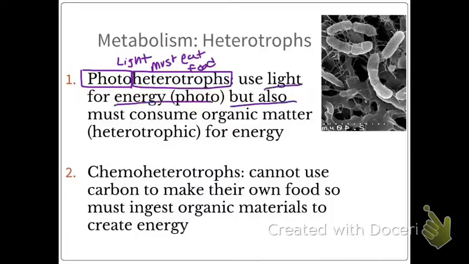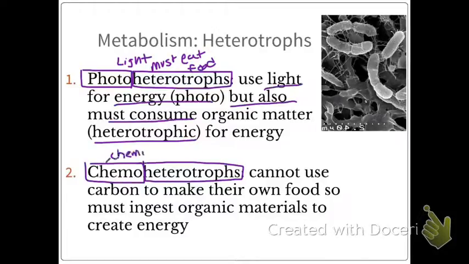A chemoheterotroph is something that cannot make its own carbon. It cannot use its own carbon, whereas a chemoautotroph can. A chemoheterotroph is one that ingests chemicals to create its own energy. Okay? And so anytime you see hetero, you need to know that it's ingesting or consuming something outside of what it is in order to obtain energy.